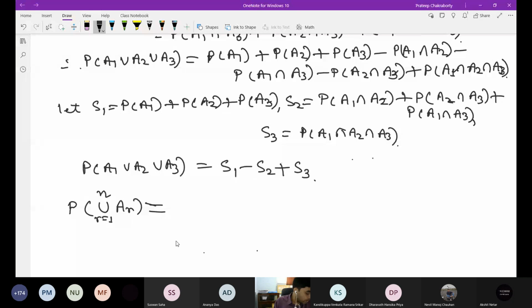So tell me, what is the formula now? What is the equality you want? Ananya, you tell me. P of union i equals 1 to n of Ai equals summation P(Ai), i from 1 to n, minus summation over i<j of P(Ai intersection Aj), i, j from 1 to n, plus and so on. Okay, I understand.